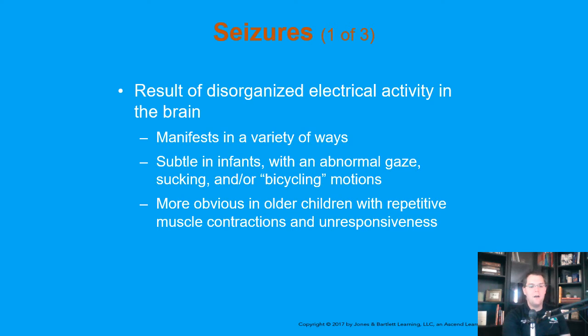They may have a sucking sensation, lip smacking. Their legs may be going in a bicycling type motion. Those are not normal. None of those things are normal. And sucking in particular should only happen when there's something for them to suck on. If they're lip smacking or making that sucking kind of motion without any obvious cause, you need to think about a seizure. Obviously, as they get older, the seizure can become more obvious, that muscle contraction, that obvious tonic-clonic seizure that happens.